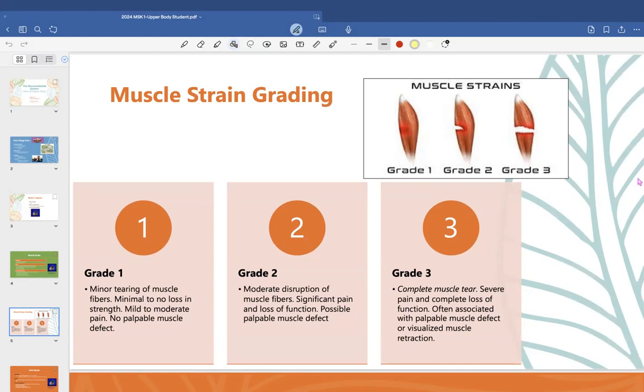I don't know that you need to know the details in the grading 1, 2, and 3. I do want you to know that 1 is very mild and 3 is the most severe, okay? So the little words don't really matter to me. Just know kind of the grading. 1 is not much, 3 is more severe. All right.